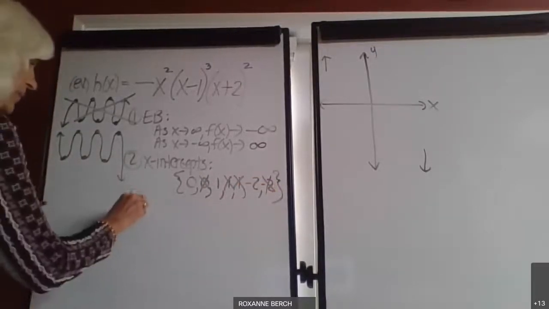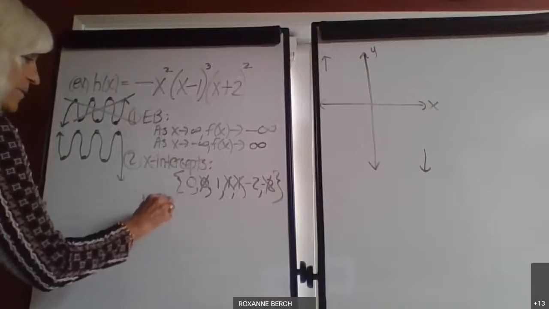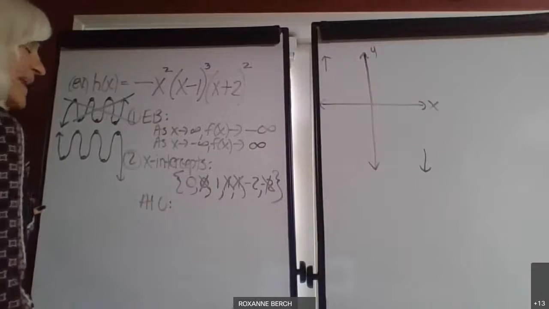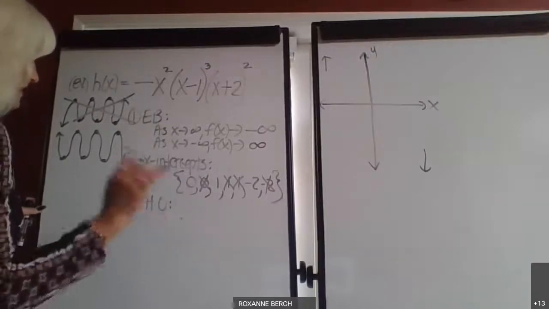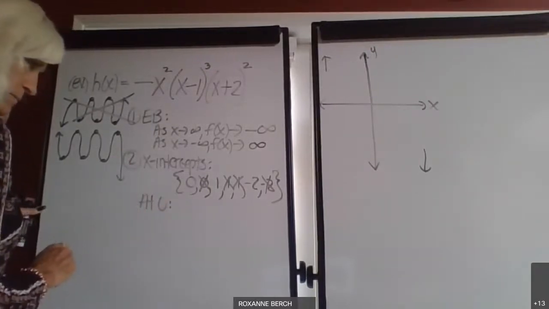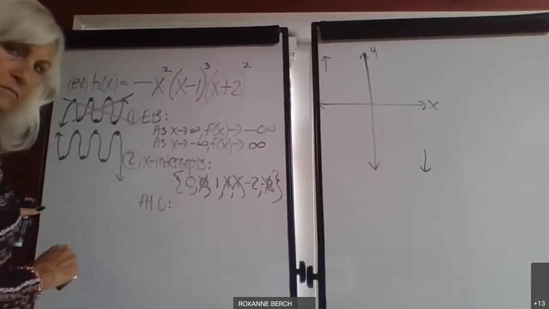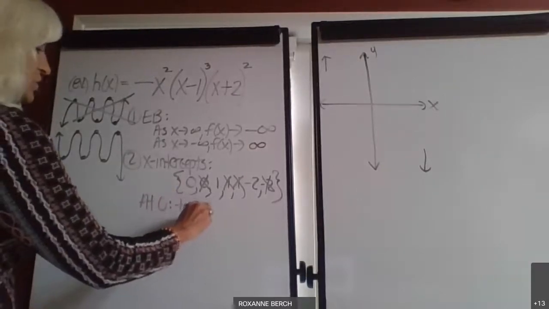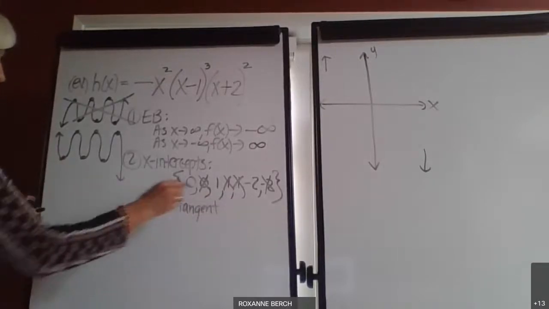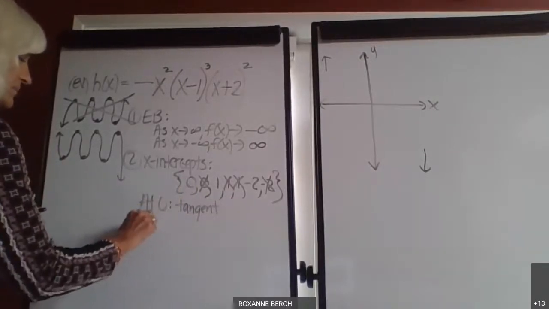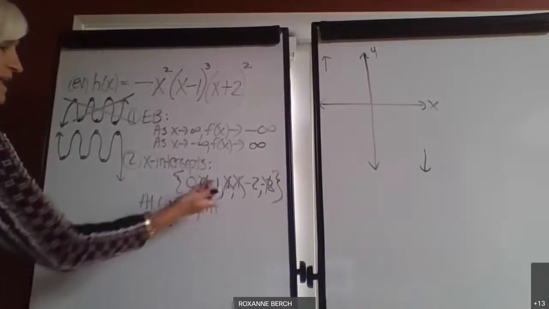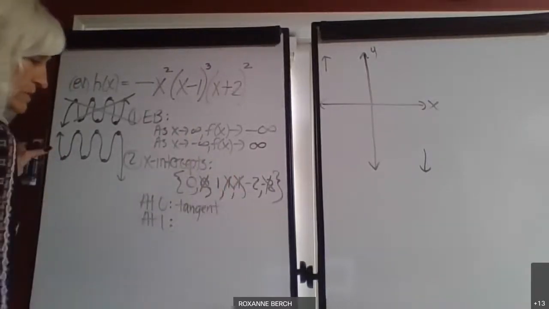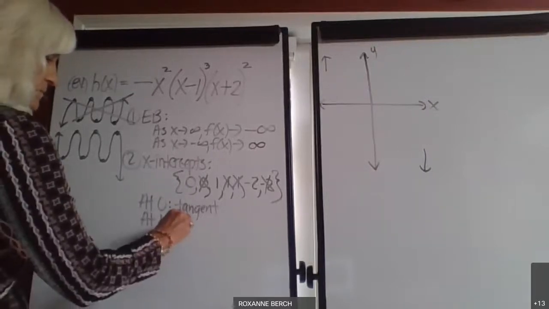All right, here we go. At 0, we have 2 of them. So what's happening at 0? Is it crossing or is it tangent? Tangent. And tangent means it just touches and turns, right? What's happening at 1? It's an odd number, 3. What happens with an odd number of roots? It crosses. Yeah.